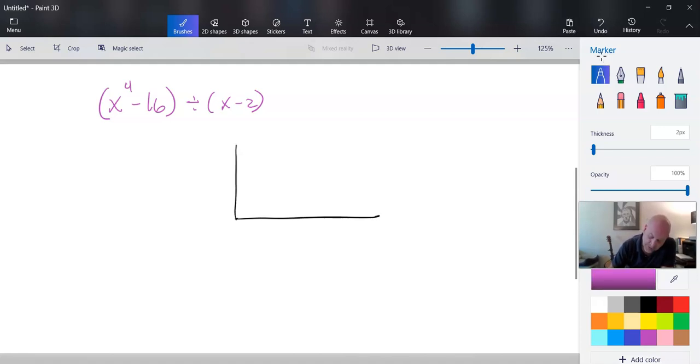let's see here. So here in the divisor, I have a 1 here, so that's good. I don't have to do anything else. And then I just want the opposite of this. So that's going to be a 2 up here.